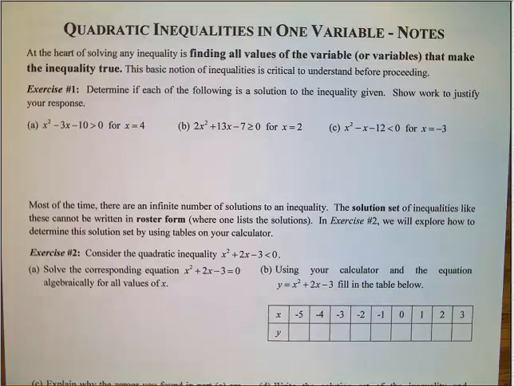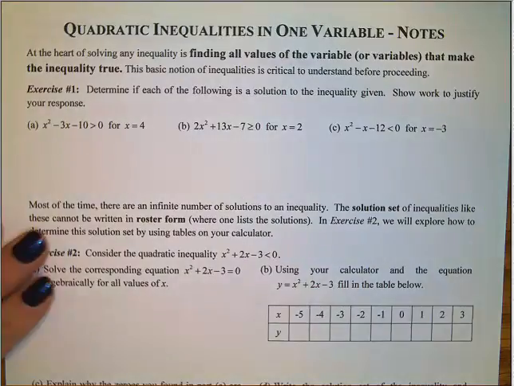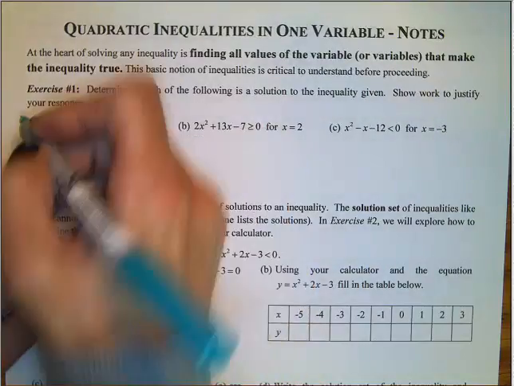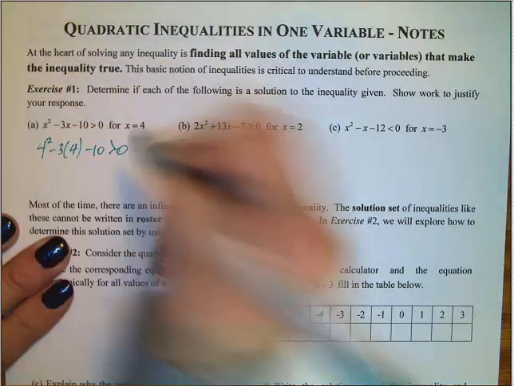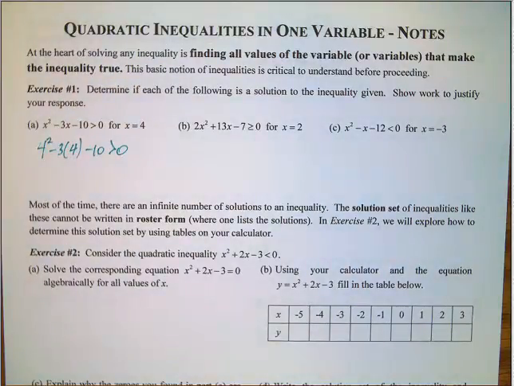So determine if each of the following is a solution to the inequality given. Show work to justify your response. So they're telling you what x is, they just want you to tell if it's true or false. So plug 4 in for x and tell if it's true or false. So use your calculator to calculate that. You do not have to show the orders of operations.